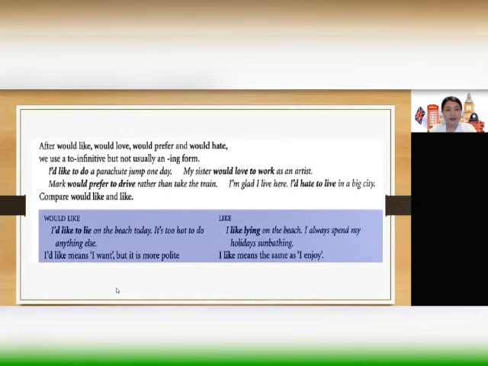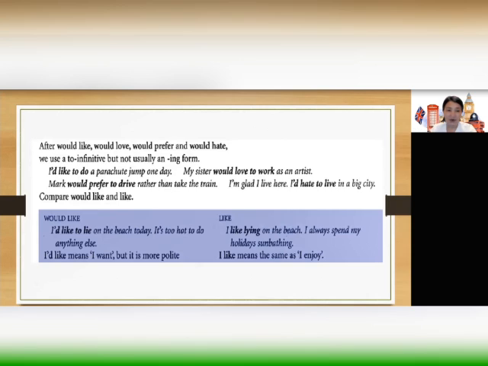And after would like, would love, would prefer, and would hate, we use a to infinitive, but not usually the ing form. For example, I'd like to do a parachute jump one day. My sister would love to work as an artist. Mark would prefer to drive rather than take a train. Would prefer to drive. And I'm glad I live here. I would hate to live in a big city.